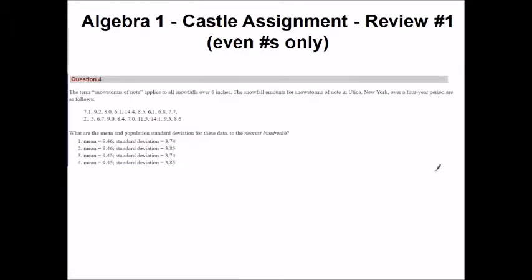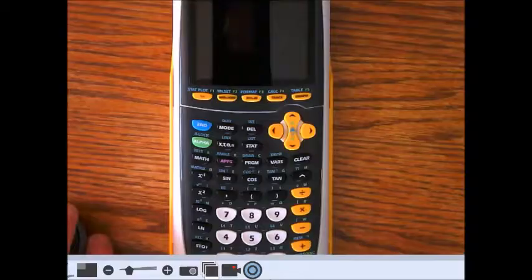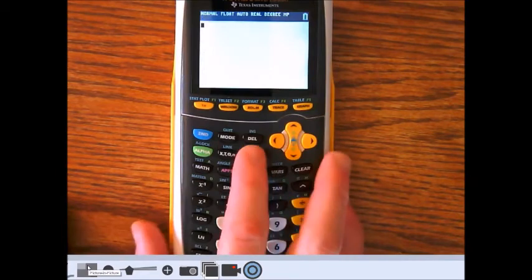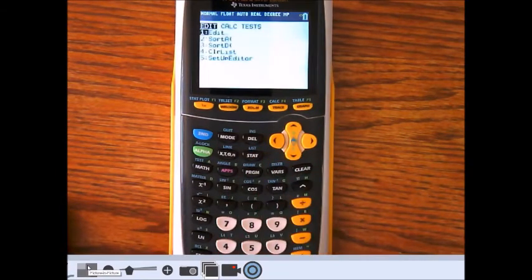Number 4, the term snowstorms of note applies to all snowfalls over 6 inches. Snowfall amounts for snowstorms of note in Utica, New York over a 4-year period are as follows. What are the mean and population standard deviation for these data to the nearest hundredth? So this is a calculator question. Turn on my calculator. I'm going to go to Stat, Edit.